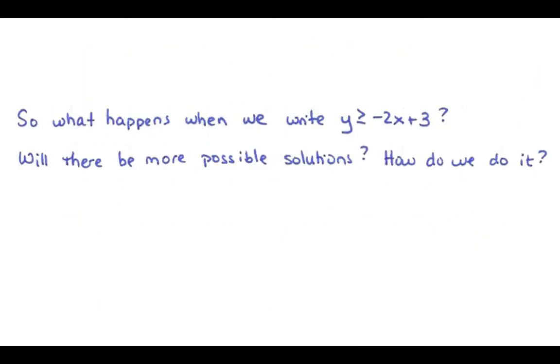So now you might be thinking, hey, we've been doing inequalities. Why are you going back to equations? That's because we're going into this. What happens if we now put an inequality symbol into our line? y is greater than or equal to negative 2x plus 3. So what does that mean? Will there be more possible solutions? How do we do it? Good questions. I think we should explore that.